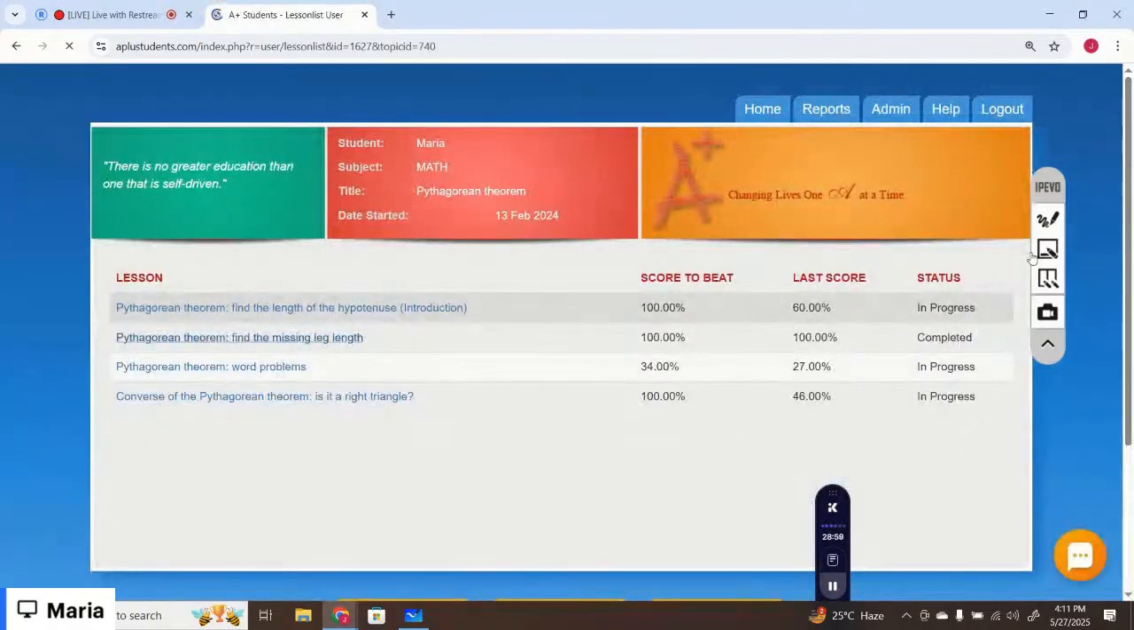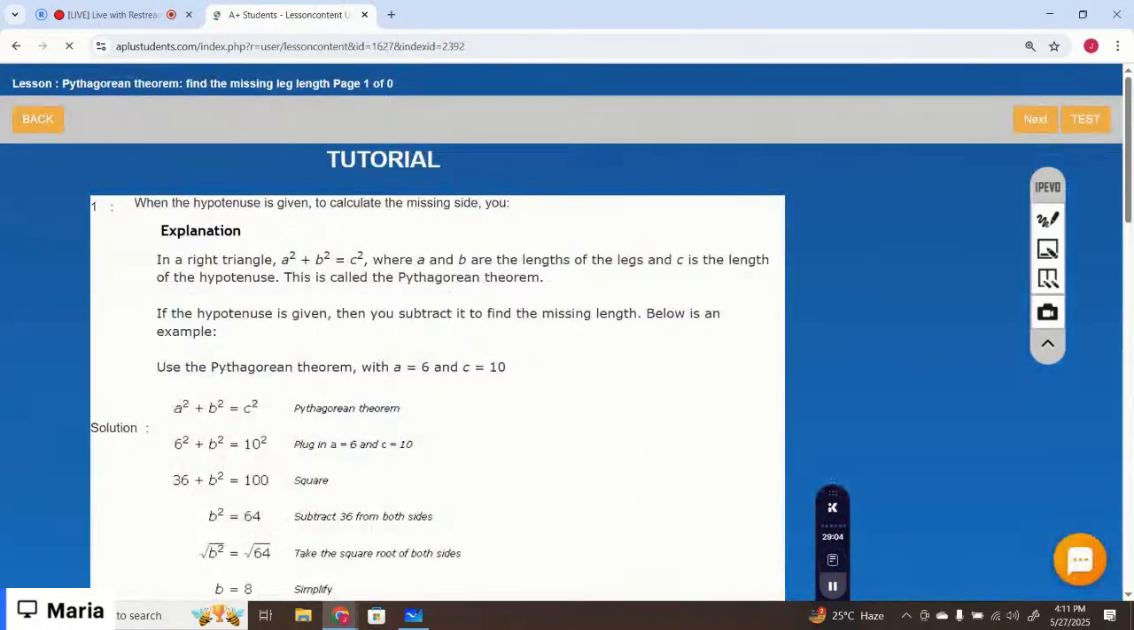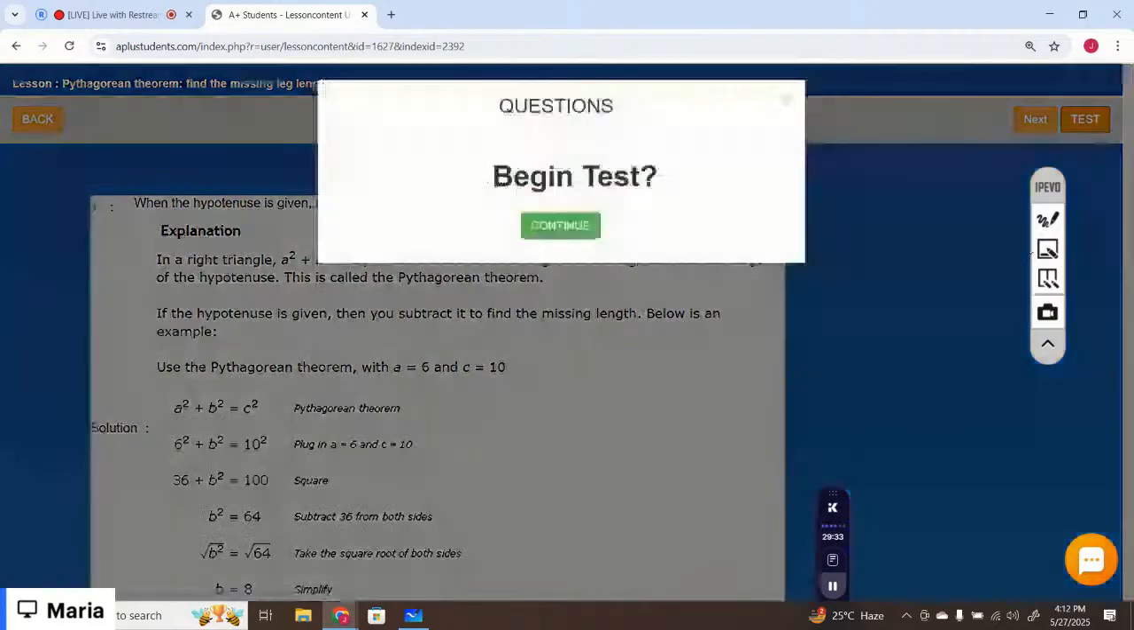The next lesson is Pythagorean theorem: find the missing side. When the hypotenuse is given, we calculate the missing side. Let's start with the test questions.